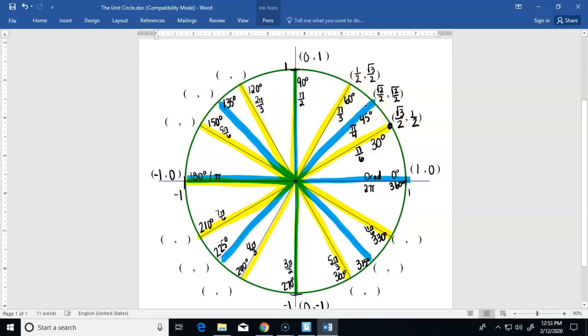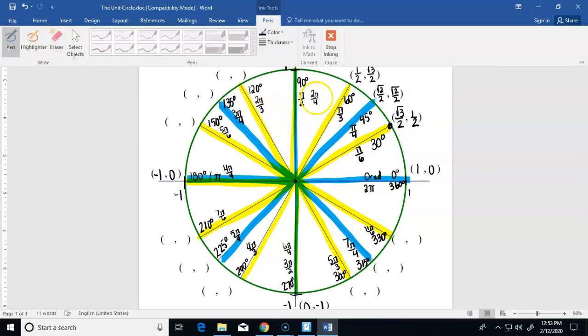If this is pi over 4, this would be 2 pi over 4. But that reduces to pi over 2, right? And then this would be 3 pi over 4. And this would be 4 pi over 4. This would be 5 pi over 4. This would be 6 pi over 4. And this would be 7 pi over 4. And then 8 pi over 4 would be 2 pi. Okay, so that fills in the rest of those units there.